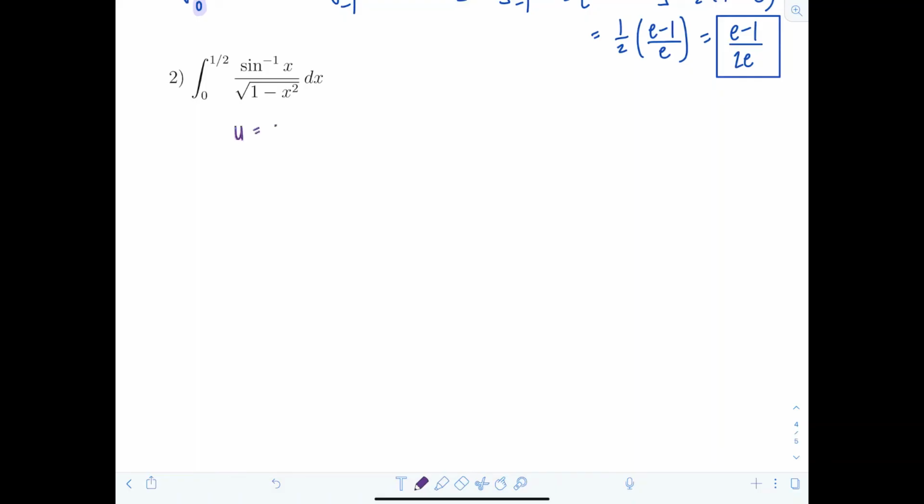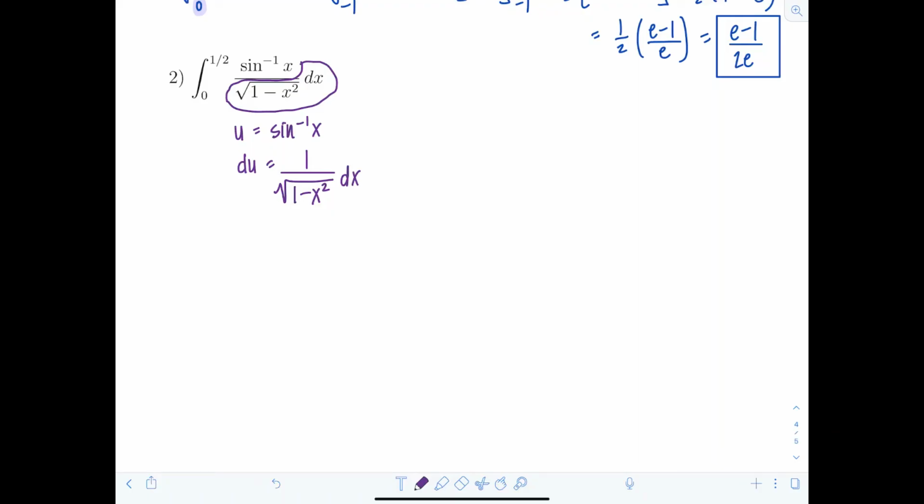So u equals sine inverse of x. Then du is going to be 1 over radical 1 minus x squared dx, which is exactly what I have here. Oh, so beautiful. Now I just have to change the limits of integration.